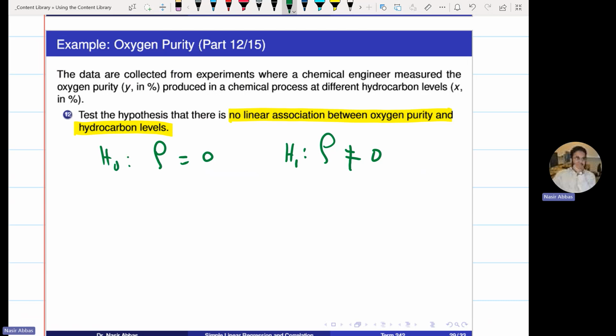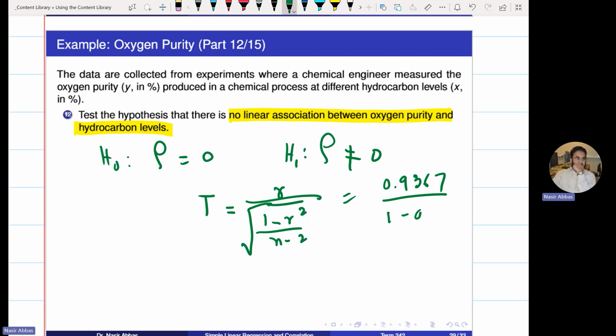Again, for this hypothesis, you have a T value in the formula sheet given to you. The formula sheet gives you R over the square root of (1 minus R square) over (N minus 2). You already found the sample correlation. It was 0.9367, you remember? So 0.9367 over the square root of (1 minus 0.9367 square) over 18. Basically this whole chapter is an application of chapter 9.